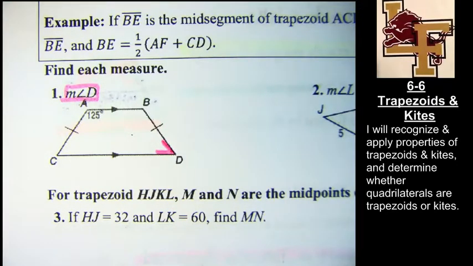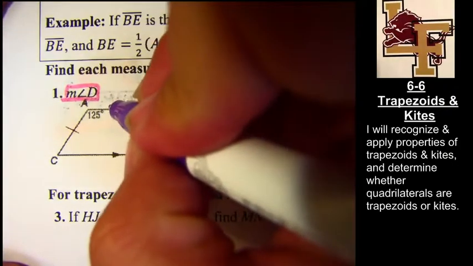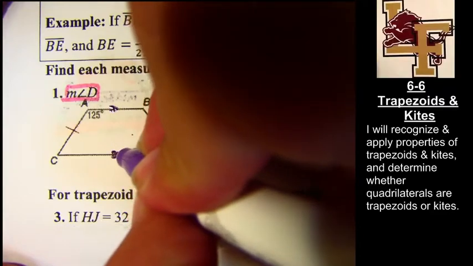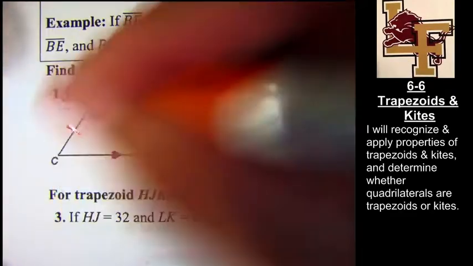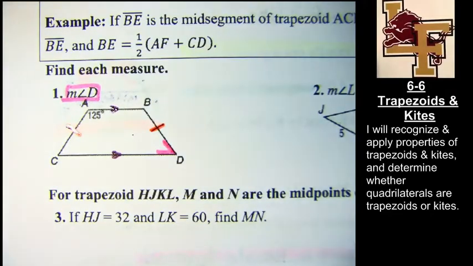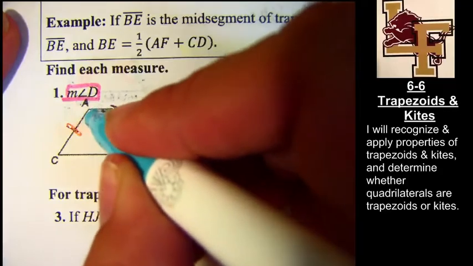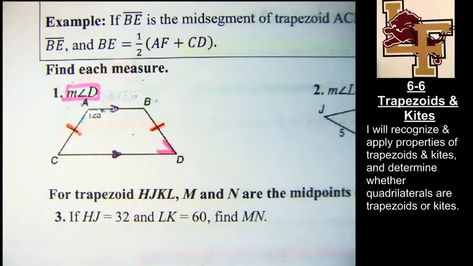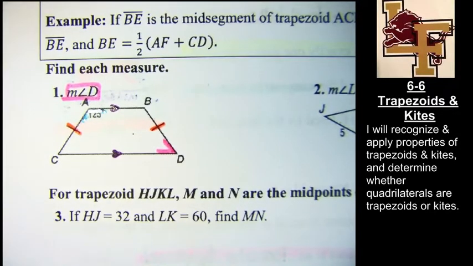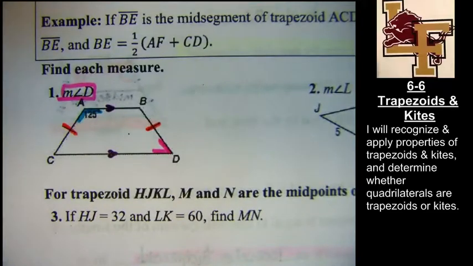The only information I've been given is the following. I know that these two sides are parallel. I know that these two sides are congruent, but not parallel. And the measure of this angle is 125. That's all I've been told. What kind of shape is this? Isosceles. Isosceles what? Trapezoid. It's an isosceles trapezoid.